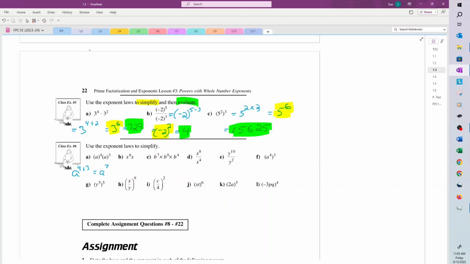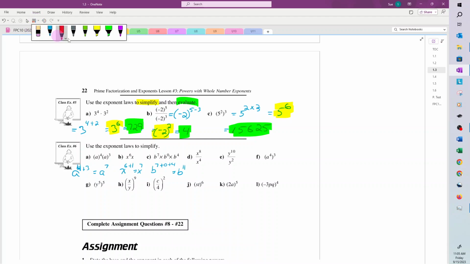Okay, so this is a to the 4 plus 3 equals a to the 7, and I'm sorry that comes up looking like a 9. That's because of the tablet that I use. This is x to the 6 plus 1, which equals x to the 7. This one, there's two ways I can do this. I can go, this is b to the 7 plus 0 plus 4, which equals b to the 11.